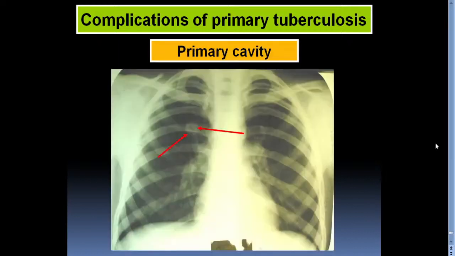Primary cavities can form also. You can see on this X-ray on the right side the phase of bipolarity of primary TB complex and a lung component with lightening inside. This is decay. This is formation of a cavity as a result of destruction of lung tissue.